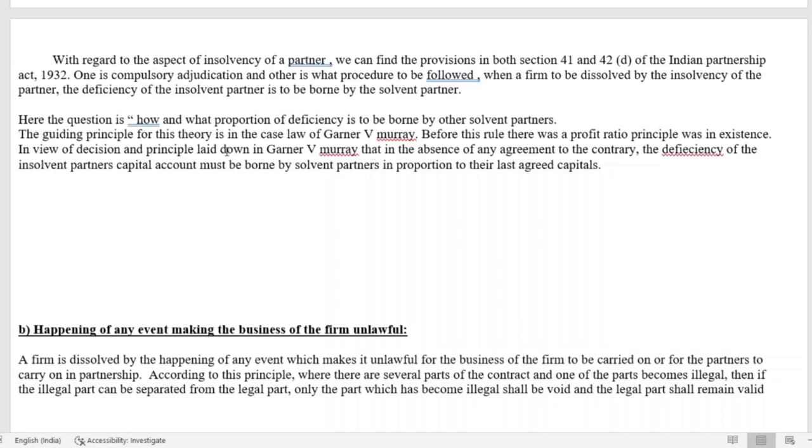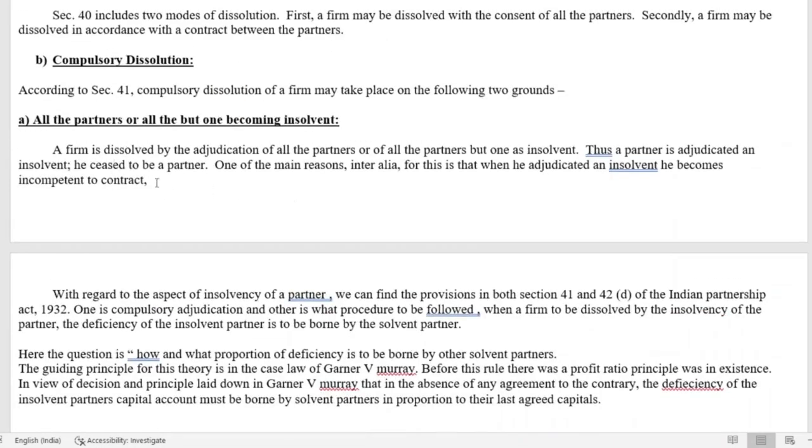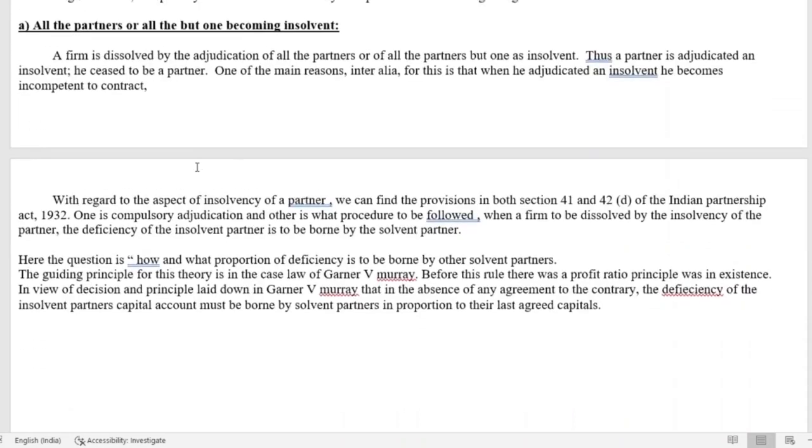In India also, this aspect has been followed. That is, the deficiency of the insolvent partner's capital account must be borne by the solvent partners in proportion to their last agreed capitals. So this aspect we have to keep in mind. With regard to compulsory dissolution, this is one aspect, that is, insolvency. On the basis of insolvency, the partnership firm can be closed, or it can be dissolved.